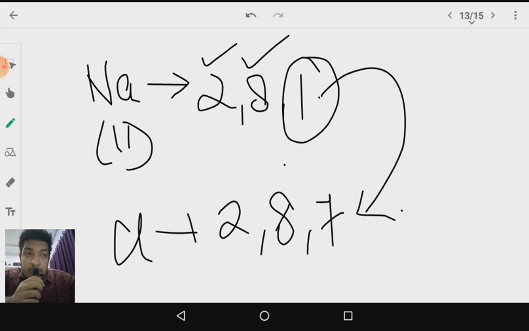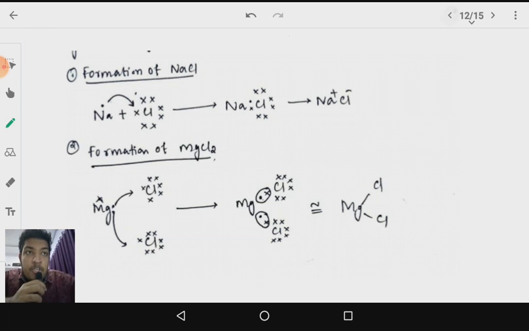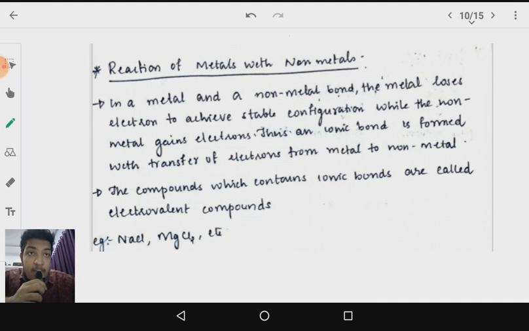If this one is moving on to this side, then what happens is that this will become completely stable, and now this will also become completely stable, and now a bond can be formed between sodium and chlorine. So this is known as electrovalent bonding. So how do we define electrovalent bonding?